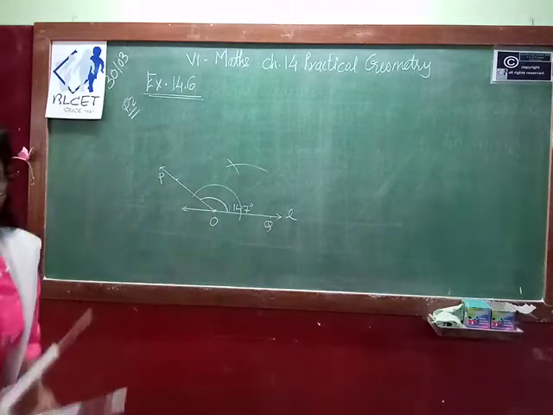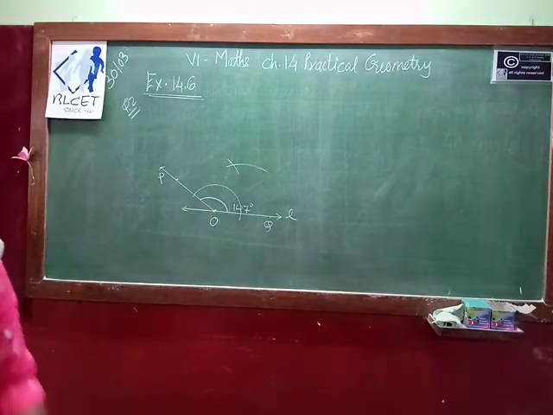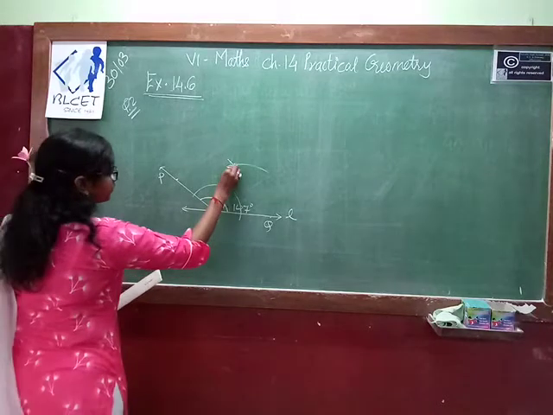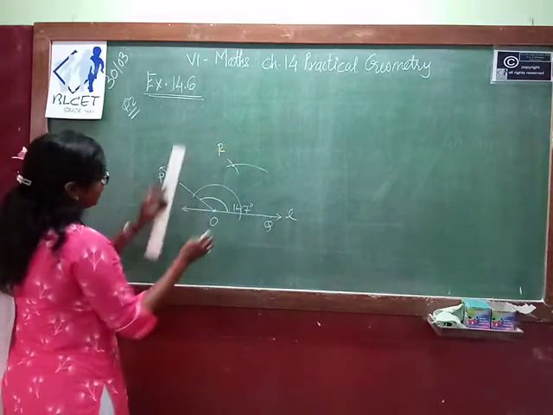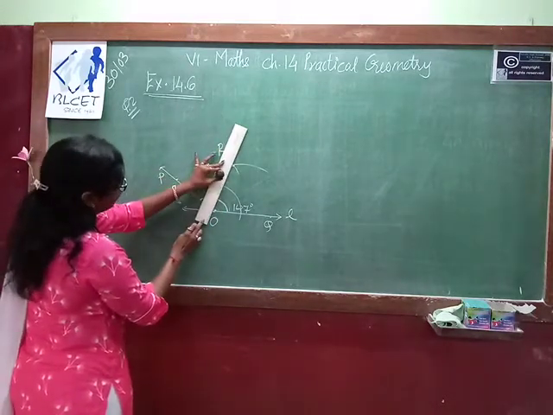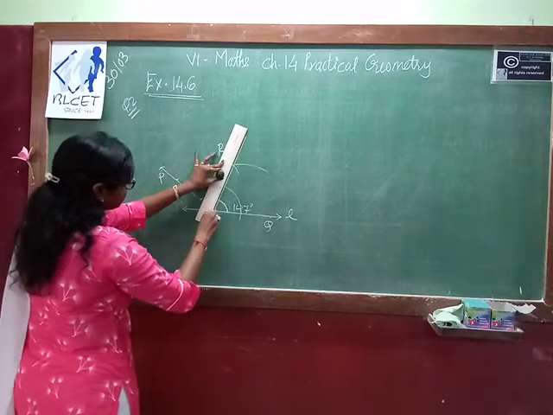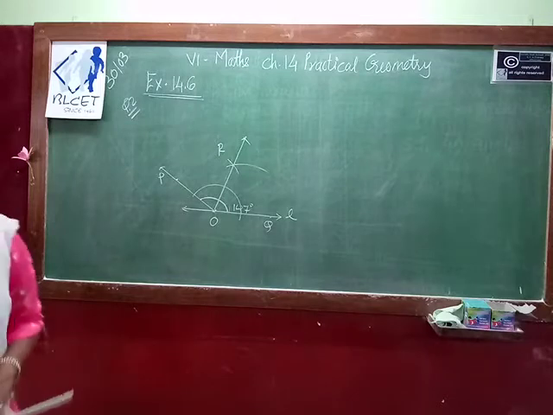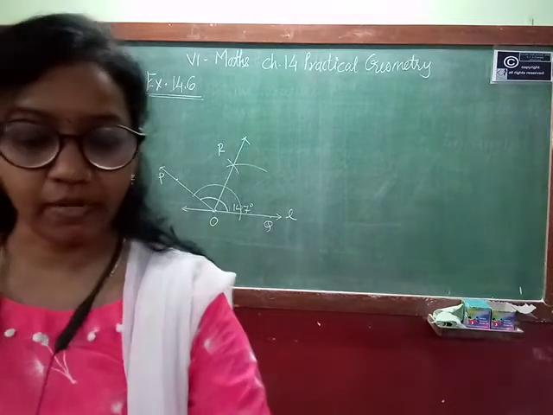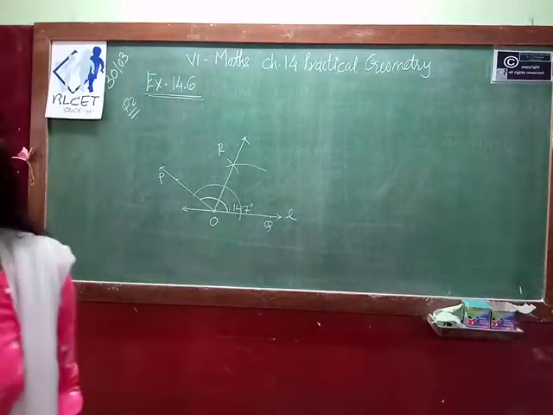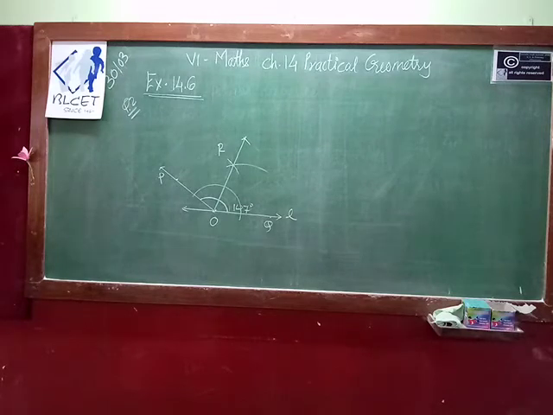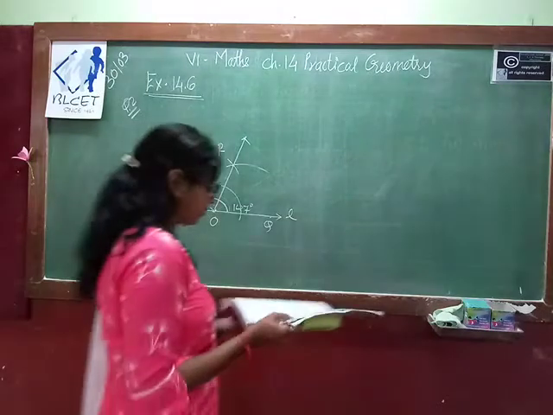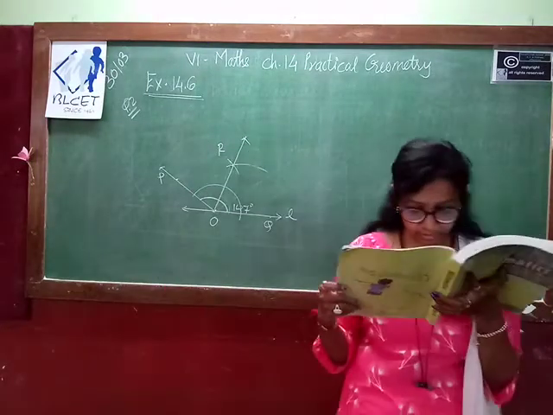So you are getting one intersecting point of both the arcs. Name it as R. Now join these 2 points. So RO is the bisector of POQ. So this way we can construct the bisector. With the help of protractor, you draw the angle and then bisect it. So this is all about your question number 2. Move on to the next question.